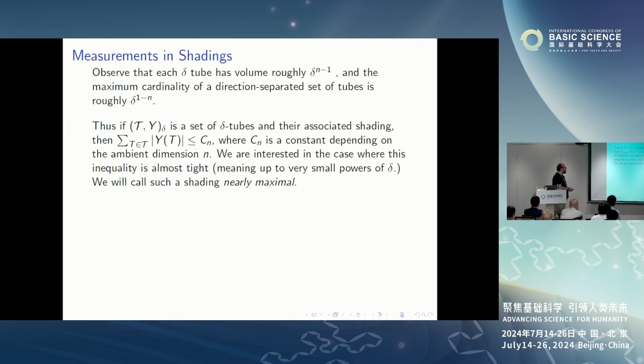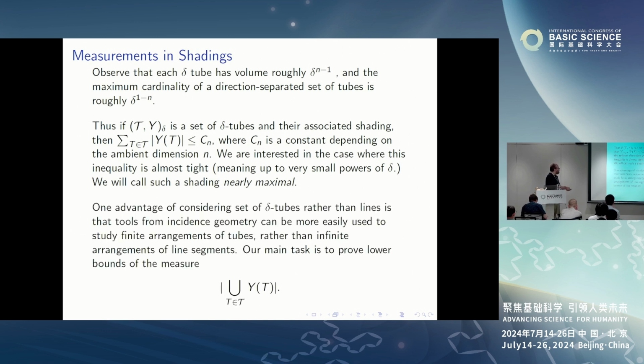And we're interested in the case where I've shaded a significantly large part of the tube. So we always have this inequality that the sum of the measures of the shadings is less than a constant, but we're interested in the case where this inequality is almost tight. And what I really mean is that there's a lower bound here with, at worst, some delta to a very small power. So such a shading is going to be called nearly maximal.